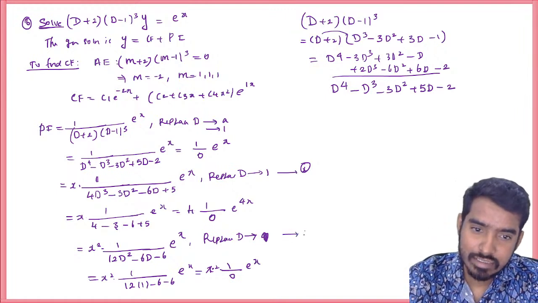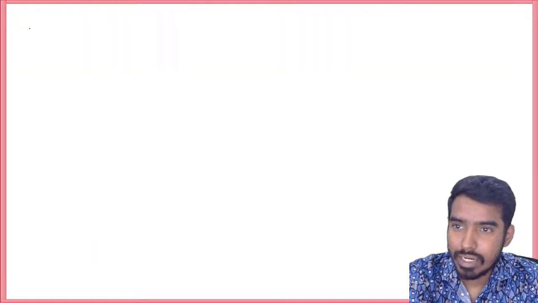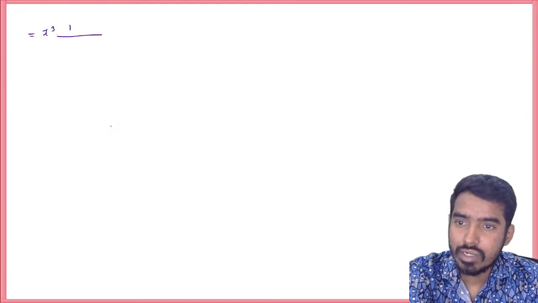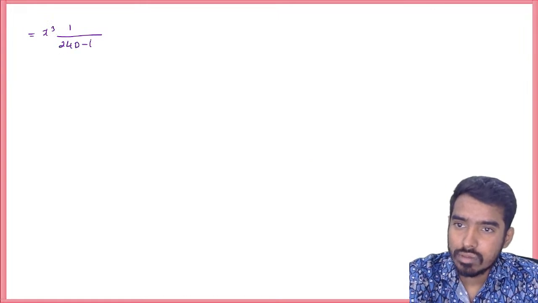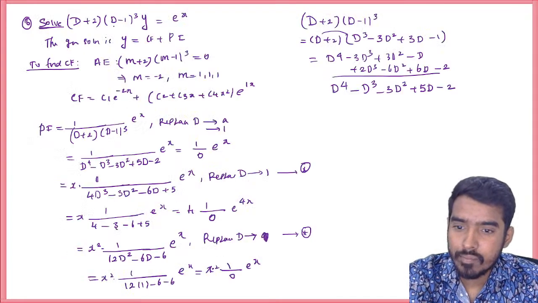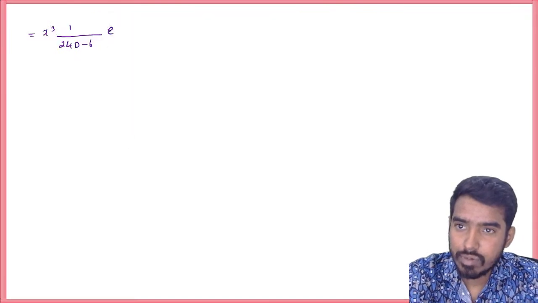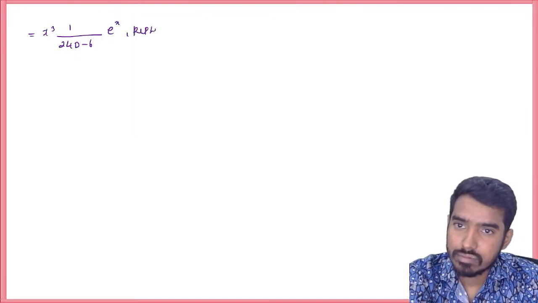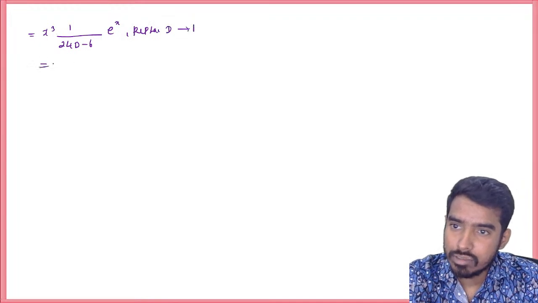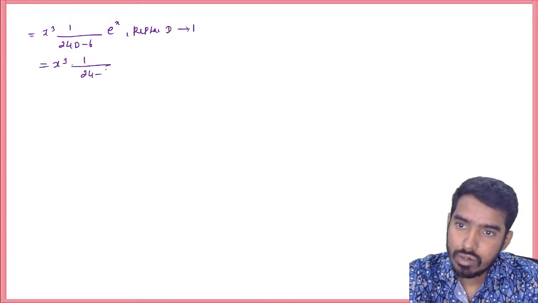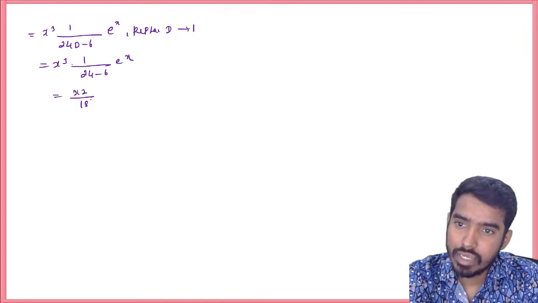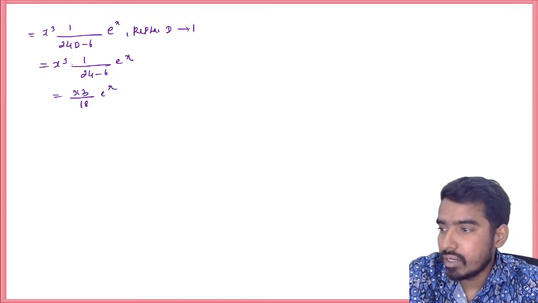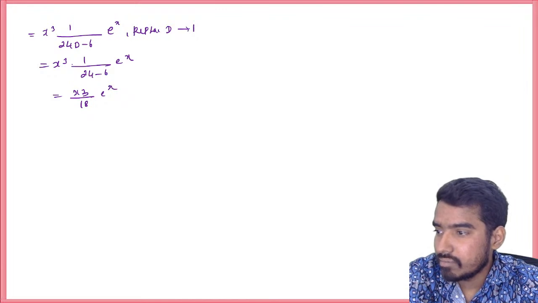So let us call this f double dash of D. So multiply x once again, x cube, and differentiate this once again. So it will be 24D minus 6, e power x. So replace D with 1 again. So you'll have x cube into 1 divided by (24 minus 6) e power x. This is non-zero, right? So x cube by 18 e power x is your required particular integral.